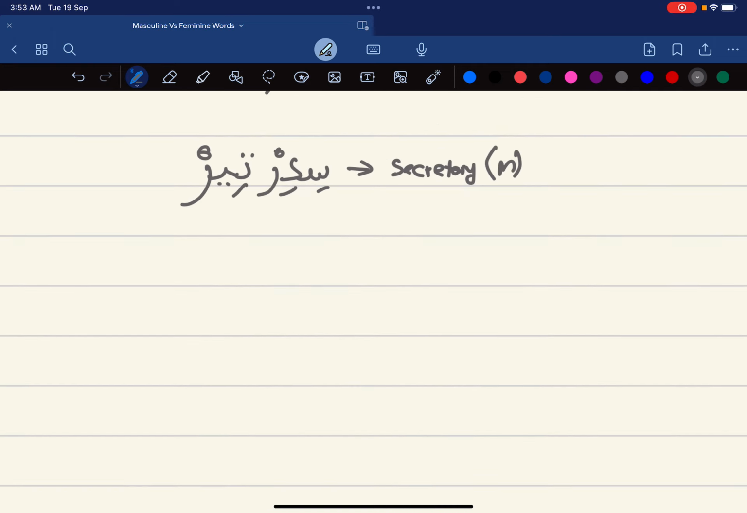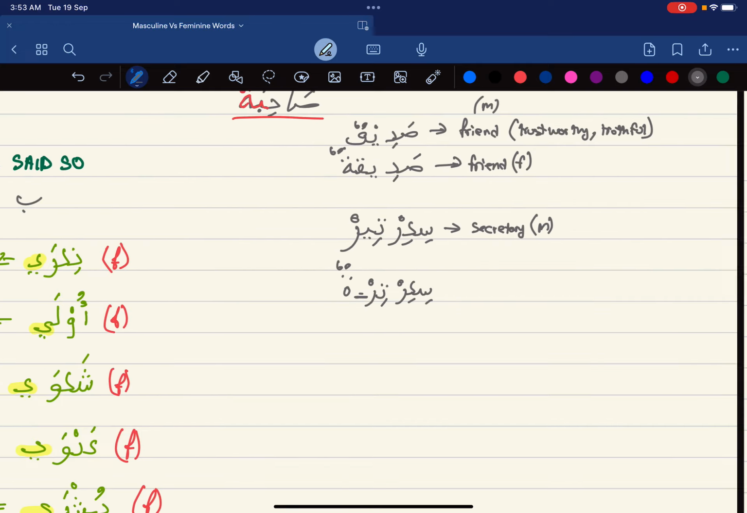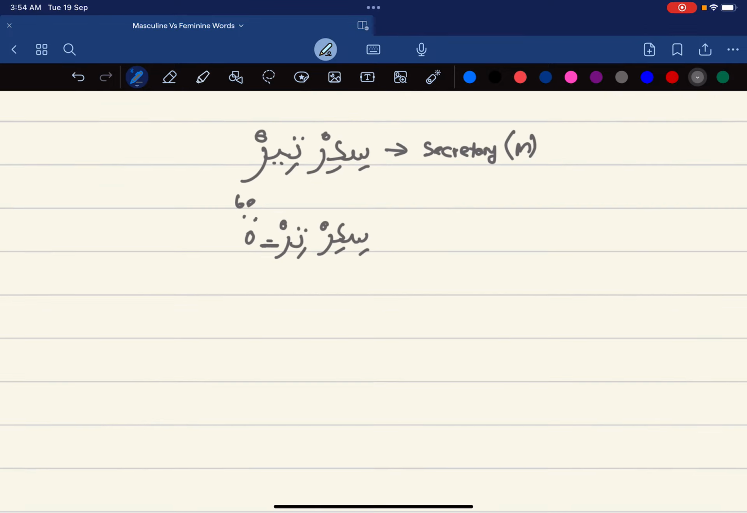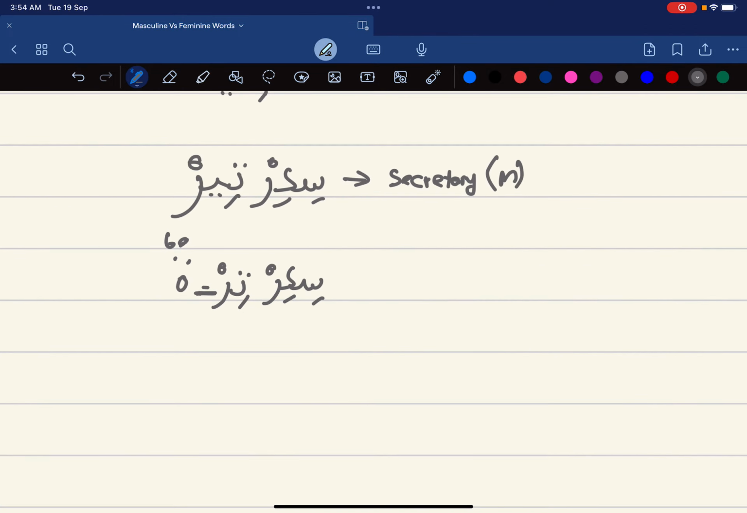Now if we wanted to make it female, what would we do? We would have sikirtiratun. Ra cannot have detached letters, thus we use this detached round ta. You get it? And by the way, this is how we make the feminine version of secretary.